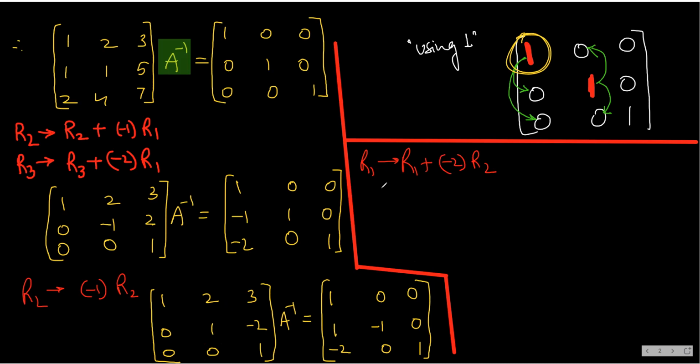Now see the next step. R1 is changing, R2 is not changing: 0, 1, minus 2, then 0, 0, 1. How is R1 changing? Multiply minus 2 to R2 and add it. So when you multiply minus 2 here, you will get nothing. This will remain 1 because this is 0. You are multiplying minus 2 in this, minus 2 in this, minus 2 in this. Now this being 0, minus 2 into 0 is 0.